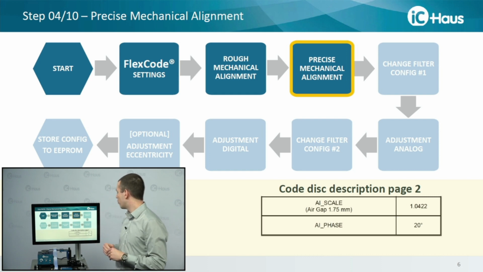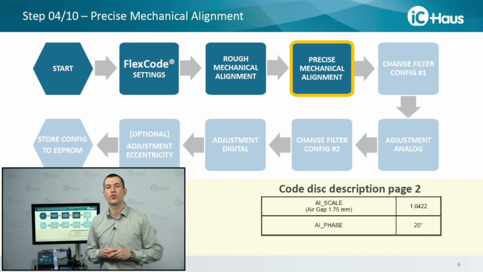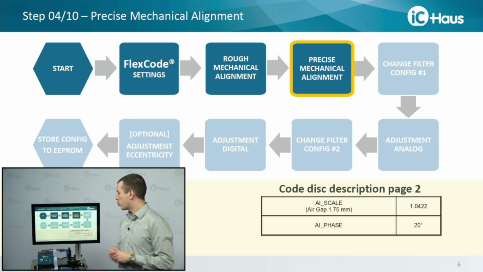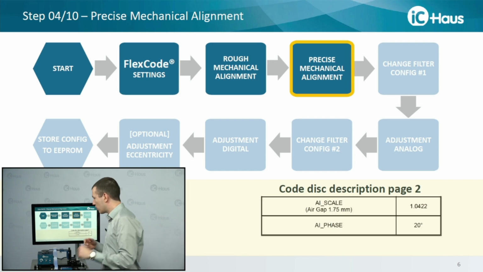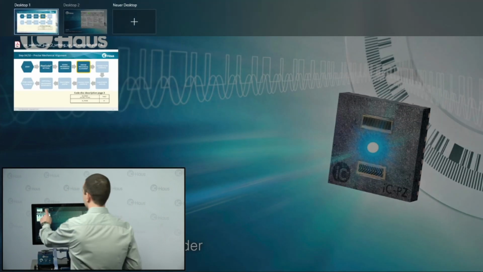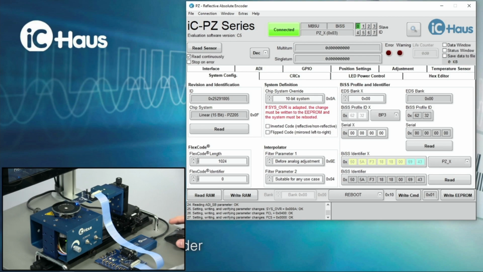So let's just keep 1.04 in mind for the AI scale. And the AI phase is actually related to the tangential displacement. Let's keep the 20 degrees in mind when doing this step. So therefore, I'm going to the Adjustment tab here.